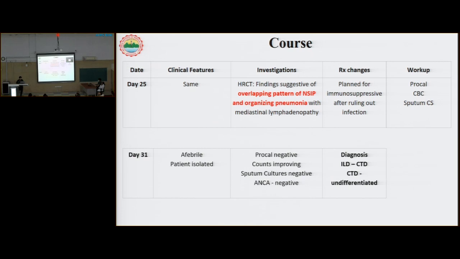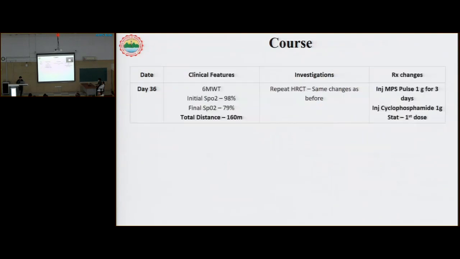By this time, we were ruling out any chances of active infection, so repeat cultures and repeat procalcitonin were sent and all came out negative. By day 36, the patient had received immunosuppressive therapy, 2 days following which his dyspnea had improved. He was discharged, continuing on 1 mg per kg per day oral prednisolone.